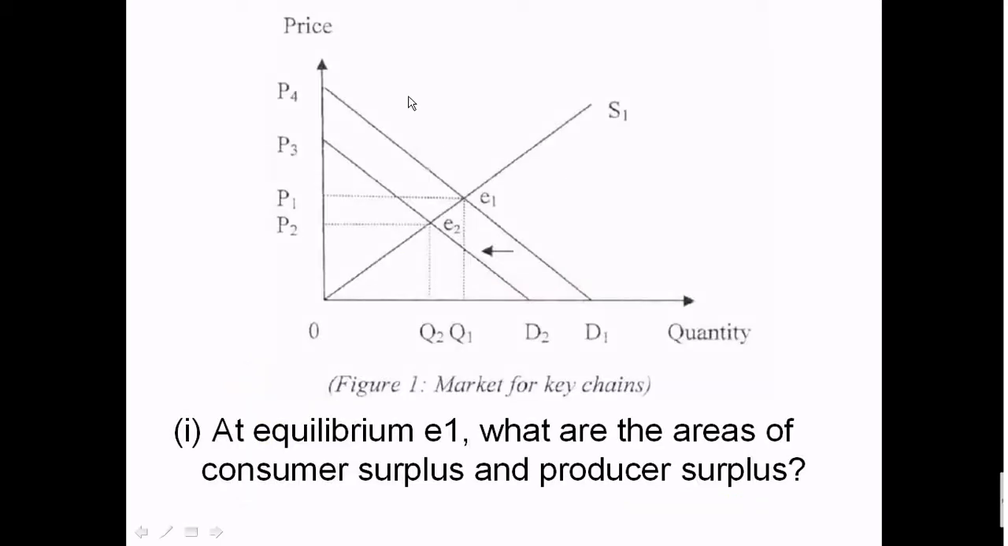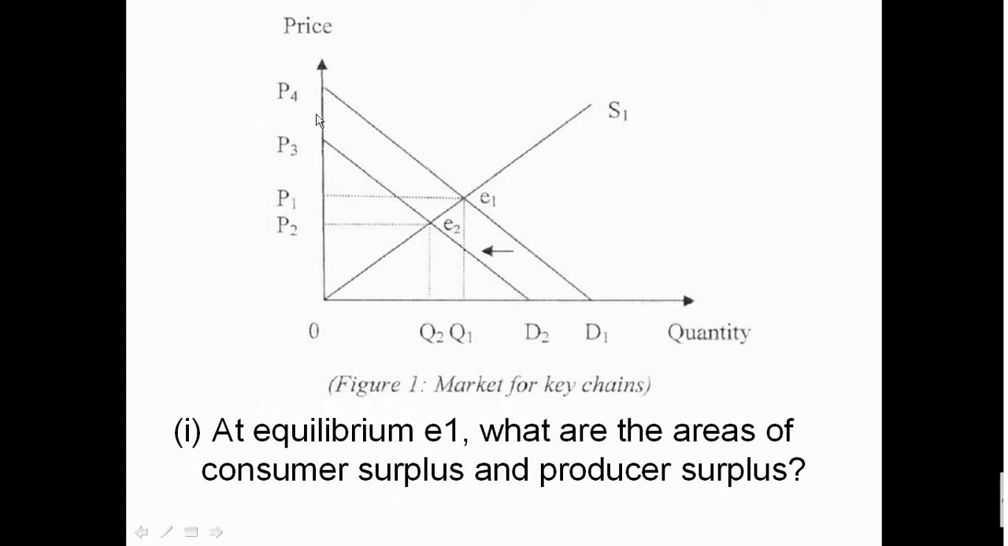So this diagram shows the demand curve, supply curve. Okay, so you have the equilibrium point. Okay, so part 1 of the question, it says that at the equilibrium E1, which is this point, E1, what are the areas of consumer surplus and producer surplus?